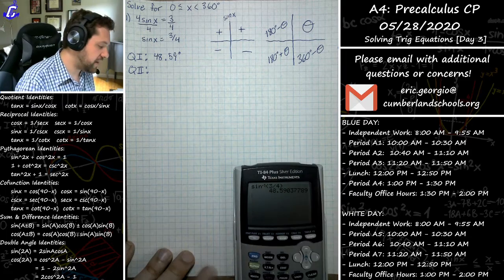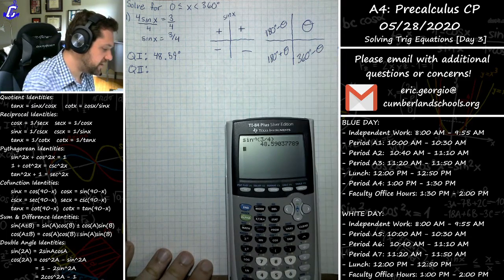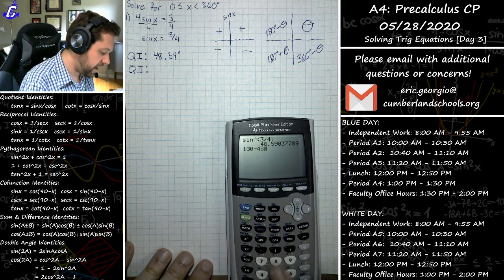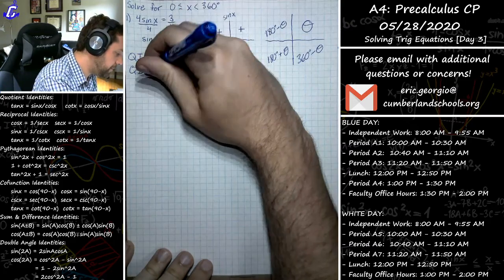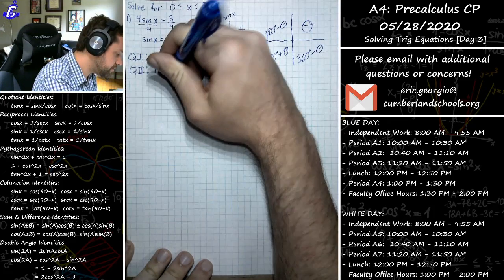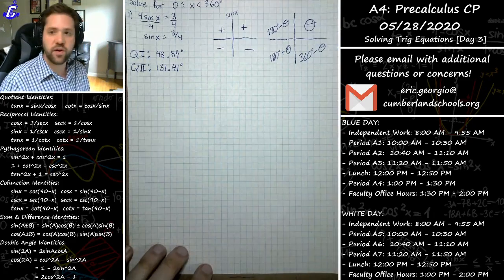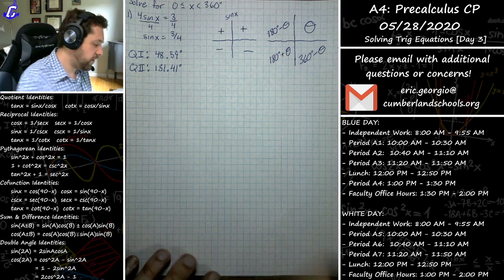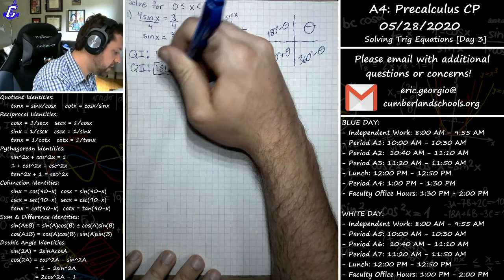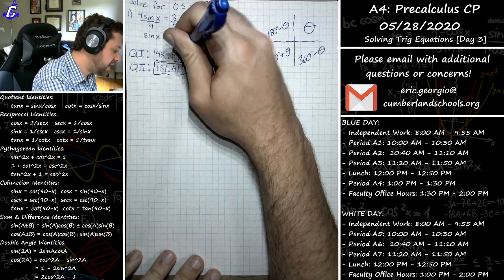That's how we were finding our reference angles around the unit circle earlier. So all I do with that quadrant 1 angle is I just say, well, we also need something in quadrant 2. So I'm going to do 180 minus my 48.59, and I get 131.41. Just like that. And so our two solutions for x are 48.59 degrees and 131.41 degrees, because both of those would have a sine value of 3/4.